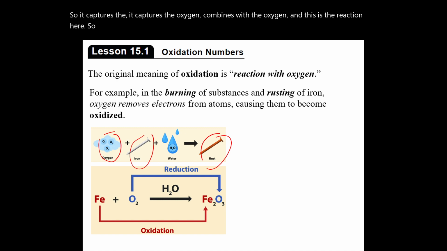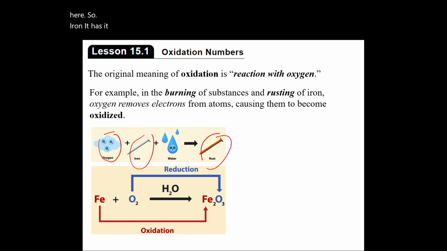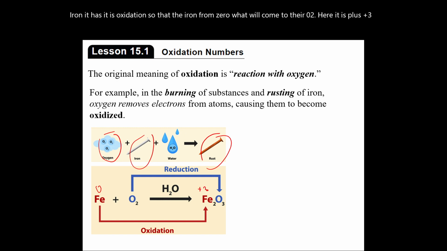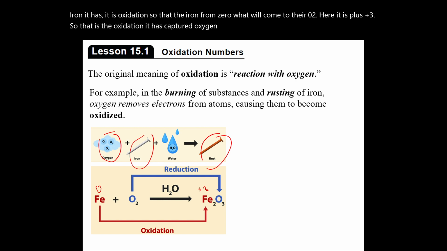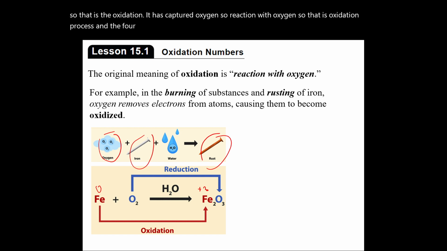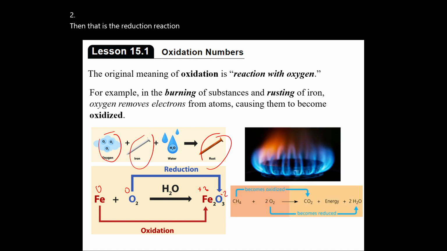So iron undergoes oxidation. The iron goes from 0 to +3. So that is the oxidation. It has captured oxygen. Reaction with oxygen, so that is the oxidation process. And for the oxygen here, it goes from 0 to -2. That is the reduction reaction here.